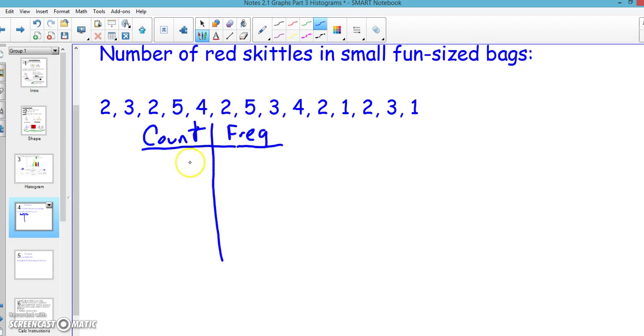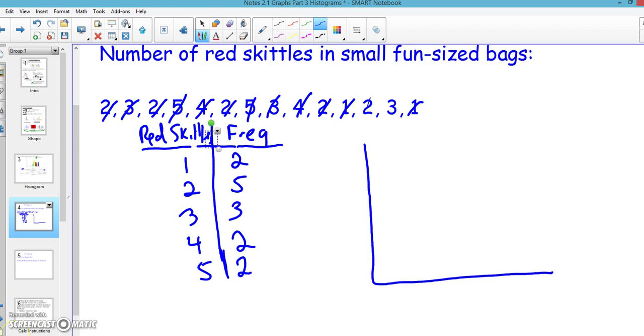And so I have anywhere from 1 to 5. The 1 happened twice. Cross them off as I go. The 2 happened 5 times, and so on. So keep going in that manner. I'm going to pause here, fill it in, and catch up to you.